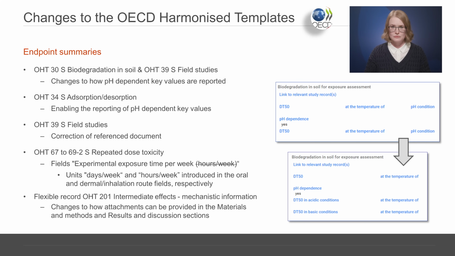and inhalation routes. Then finally, in the flexible record OHT 201, so intermediate effects, mechanistic information, there was a change to how attachments can be provided in both the materials and methods section and the results and discussion section. And this means, for example, including the opportunity to provide separately a sanitized document for publication.